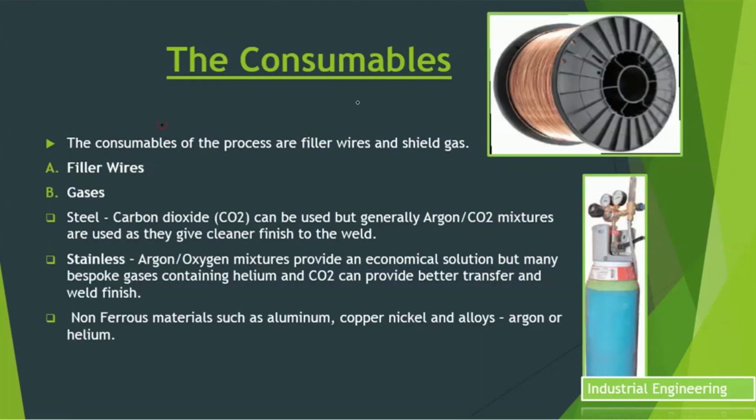The consumables of the MIG welding are the filler wire and the gases. So for steel, carbon dioxide or generally carbon dioxide and argon mixture is used because they provide us cleaner finished welds. For stainless steel, argon oxygen mixture provides us economical solution, but many bespoke gases containing helium and carbon dioxide can provide better transfer and finish welds. For non-ferrous metals such as aluminum, copper, nickel and alloys, argon or helium gas is used as a shielding gas.